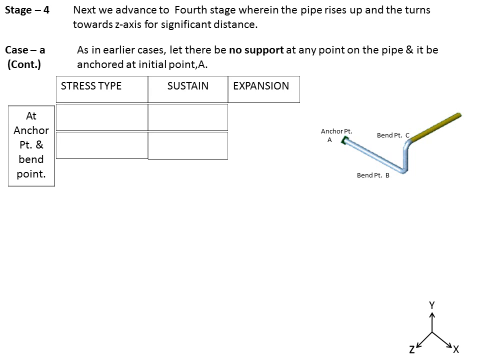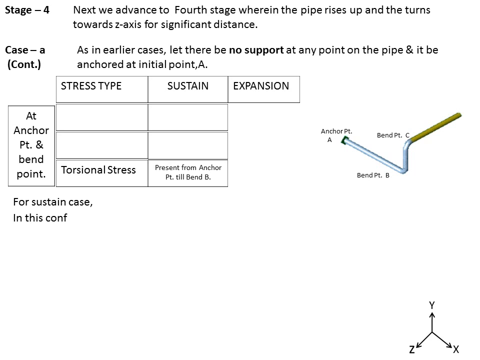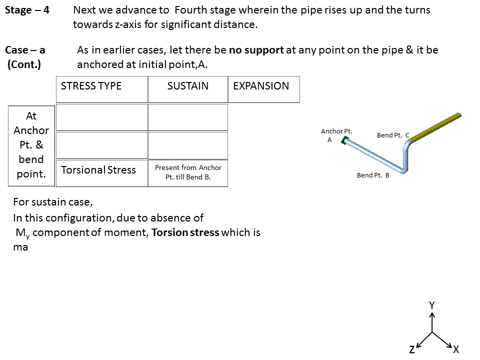Now continuing with the same case, torsional stress is present from the anchor point till bend point B. So we will be having the torsional stresses in this configuration only for the leg AB. For the sustained case in this configuration, again we know that due to the absence of My component of the moment, torsional stress, which is maximum at the anchor point, is given by Mx in this case. So because no My is there, it is given as Mx, and if there would have been My, when we would have added a support, it would have been given as a summation of Mx plus My at the anchor point A. So it's totally because of the Mx moment that we are having the torsional stresses.